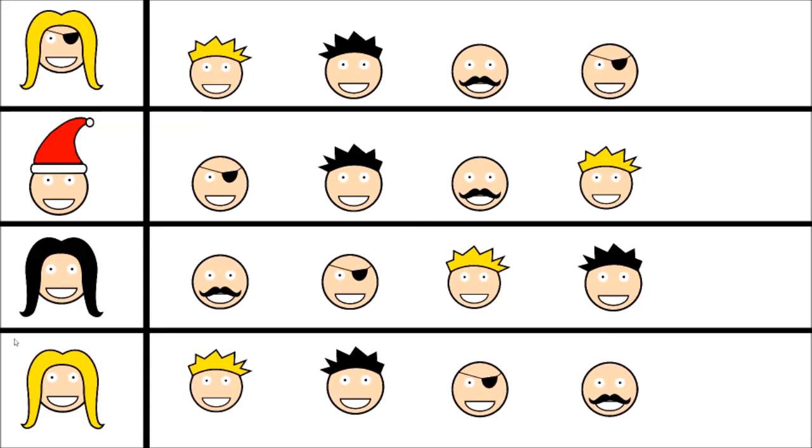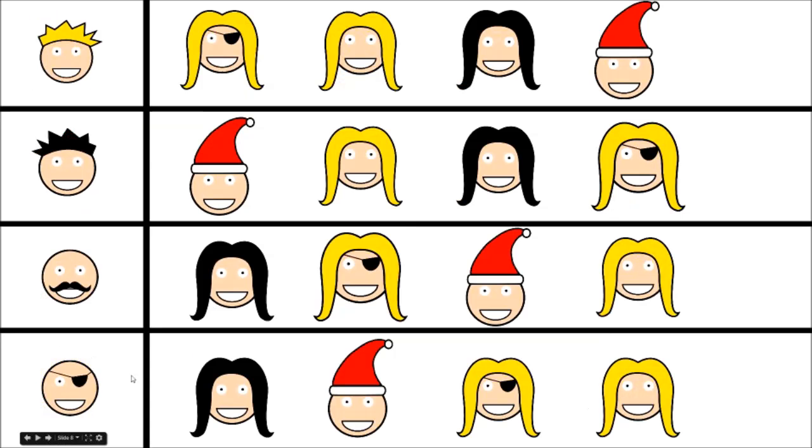So, here's an example of a ranking for the females. On the left here we have eye patch girl, hat girl, black haired girl, and blonde haired girl. And as you can see, in each ranking, left is the most favourite, right is the least favourite. We've got blonde guy, we've got black haired guy, we've got moustache guy, and we have eye patch guy. As you can see, eye patch girl likes blonde haired guy the most and eye patch guy the least. Hat girl likes eye patch guy the most and blonde guy the least, and so on. And here's the ranking for the guys.